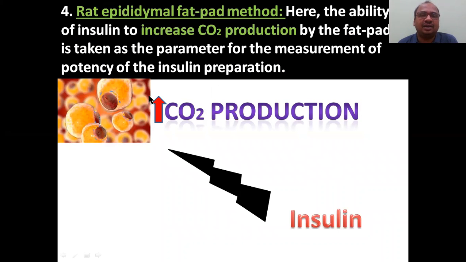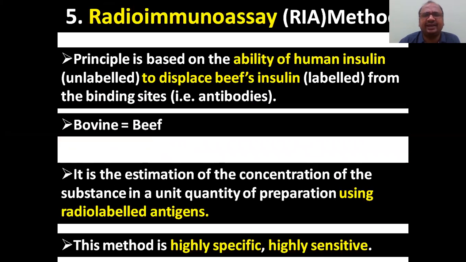Okay, when you are giving insulin, this fat tissue increases the carbon dioxide production, that you are going to measure. How much carbon dioxide is produced for the test, how much carbon dioxide is produced for the standard, both you are comparing, calculating, and finally.